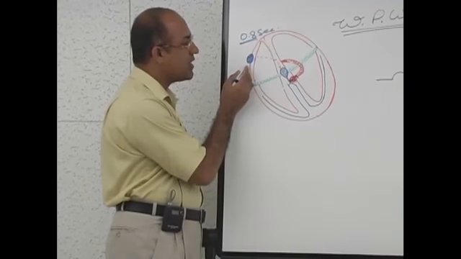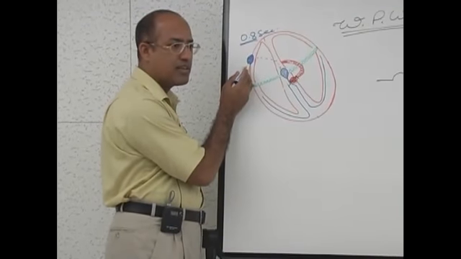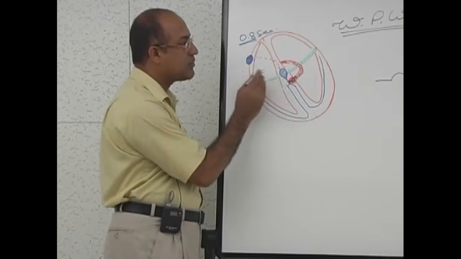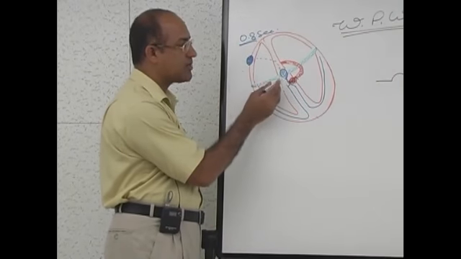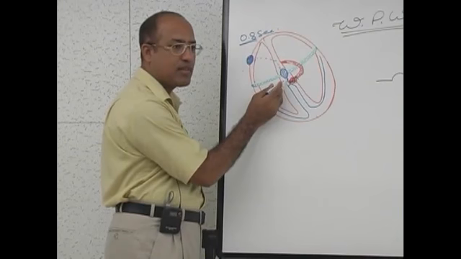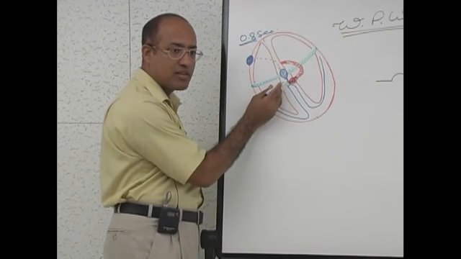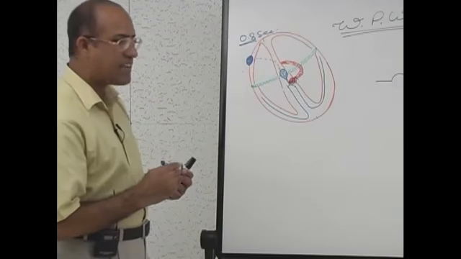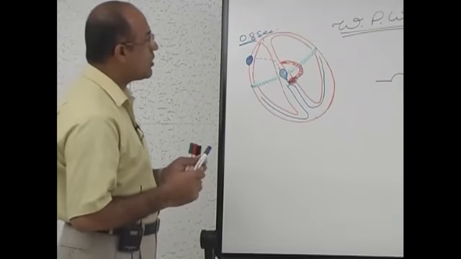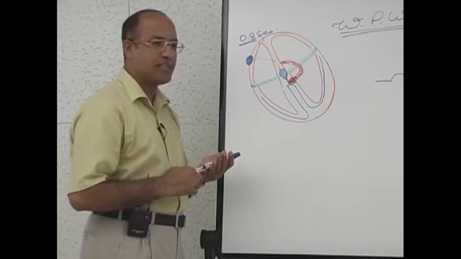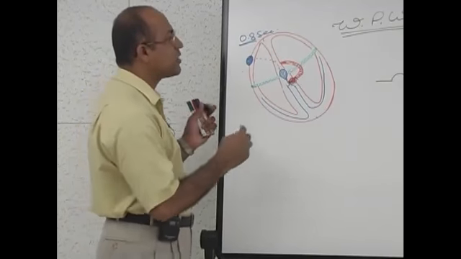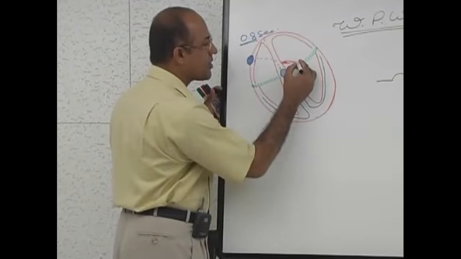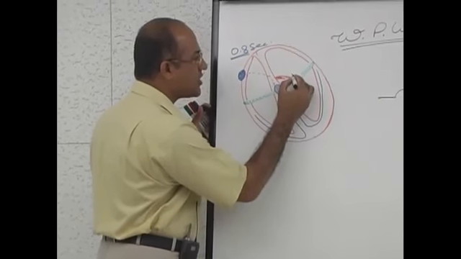If in 1 minute the SA node fires 72 times, how many times will the AV node fire? It will also fire 72 times. Is that right? Now, let's imagine this patient has taken caffeine, and due to caffeine he develops some irritable focus. Look here. He develops an irritable focus here.